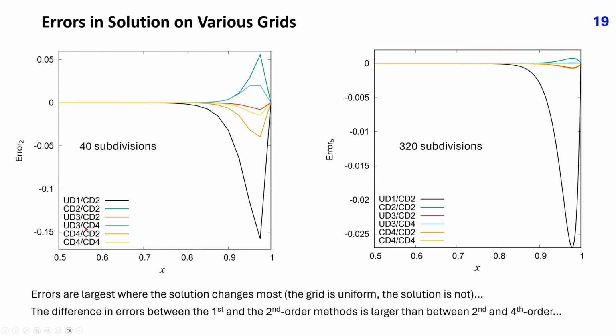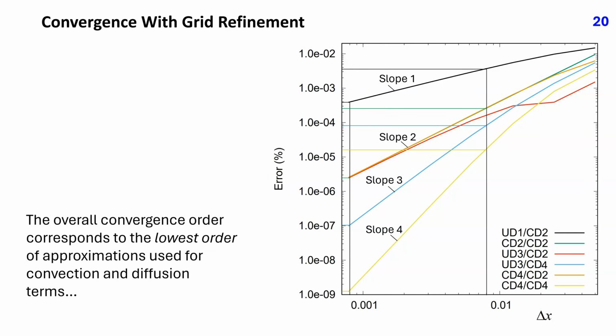The first order scheme for convection results in by far the largest errors. Differences between second order and fourth order schemes are much smaller than the difference between first order and second order scheme. This slide contains very important information which is valid for many, if not most, flow problems. We'll check this in future test cases to make sure that the conclusions still hold.